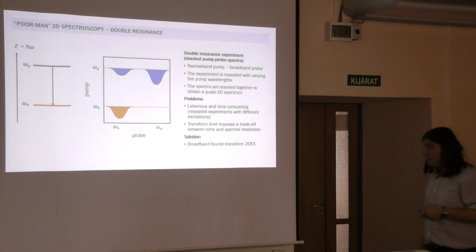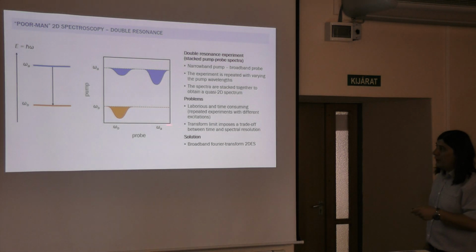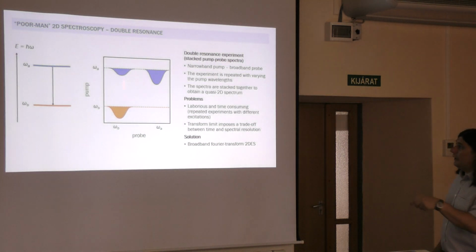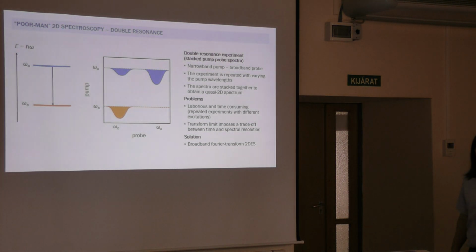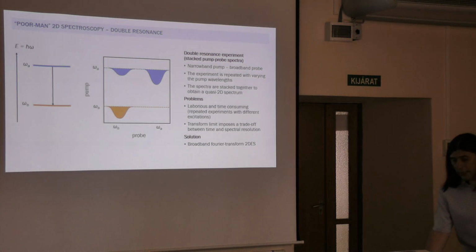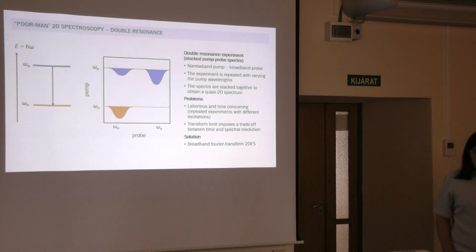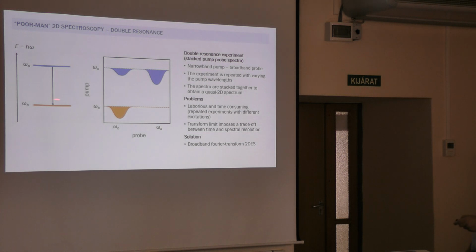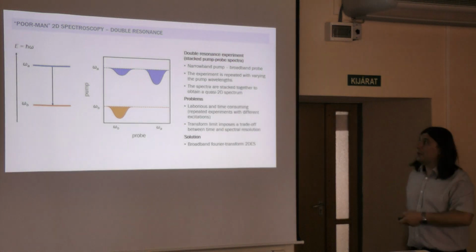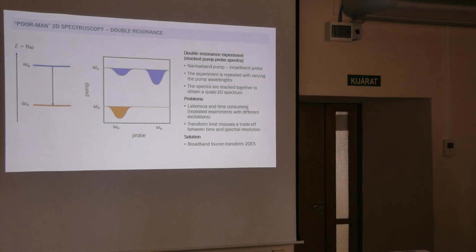That means we want to resolve not only the probe beam in frequency, but also the initial excitation, that is, the pump. And one way to do this, and that's a real way that has been done a lot, is the double resonance experiment, where we use a narrowband pump. So we tune the frequency of the pump to match the different states in our system, and then we perform transient absorption. Then we can stack these experiments to make something like a quasi two-dimensional spectrum.